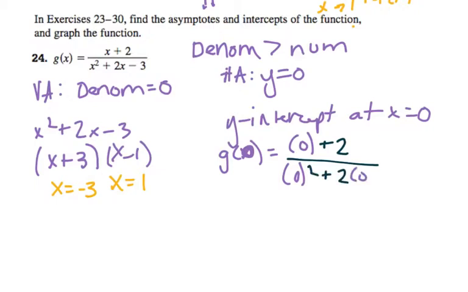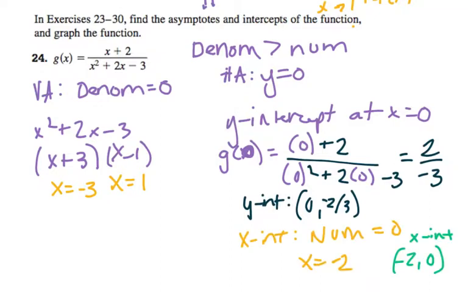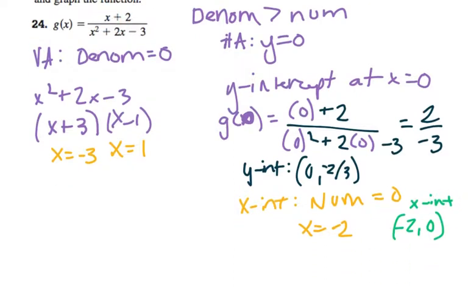Lots of zeros happening. So the numerator simplifies to 2 and the denominator simplifies to negative 3. So that's going to mean that our y-intercept is at 0, negative 2/3. Your x-intercept is going to be where the numerator is 0. The numerator becomes 0 when plugging in a negative 2, so our x-intercept is negative 2, 0.